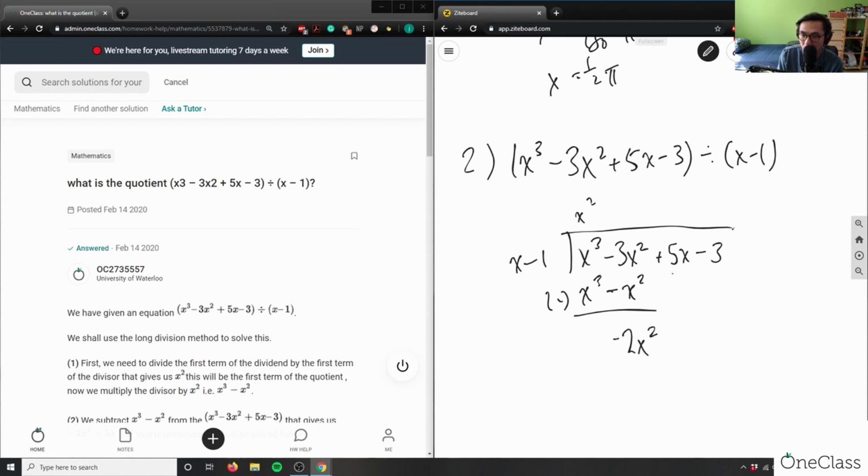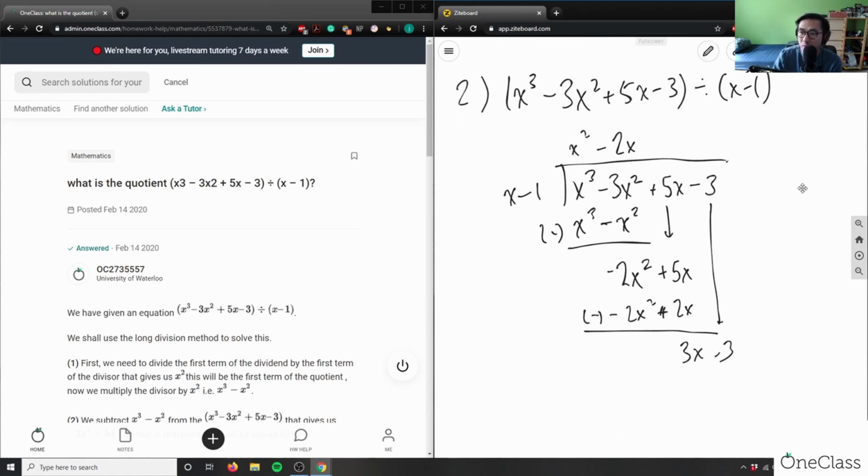I bring down the plus 5x here. Then I'm doing the operation x times what equals negative 2x squared. I'm going to need negative 2x to fulfill this condition. Negative 2x times x is negative 2x squared, and negative 2x times negative 1 is positive 2x. Subtracting, negative 2x squared minus negative 2x squared is 0, so that cancels out, and 5 minus 2 is 3x. I bring down the negative 3 here.